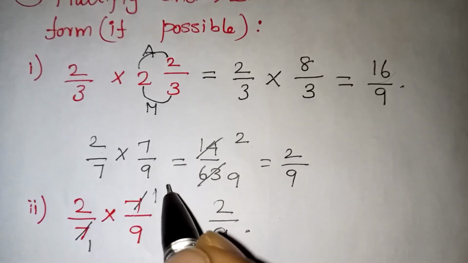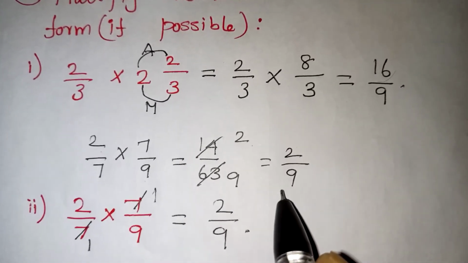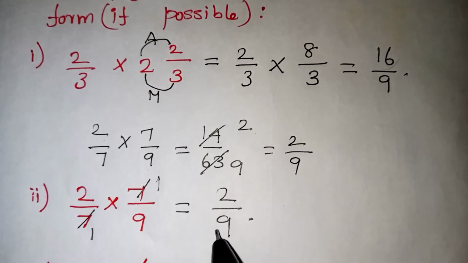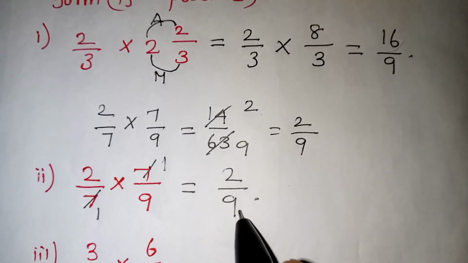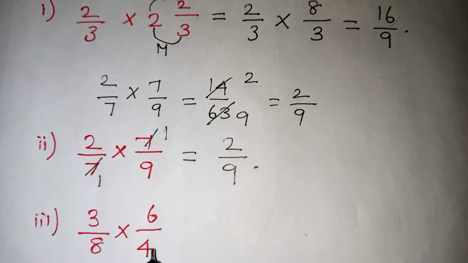So here we multiplied first, then we did the simplification. Here we are simplifying first, then writing the answer. Anyway you will be getting the correct answer. We'll move on to the next problem now.